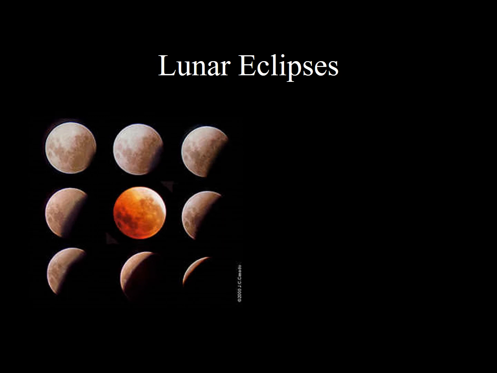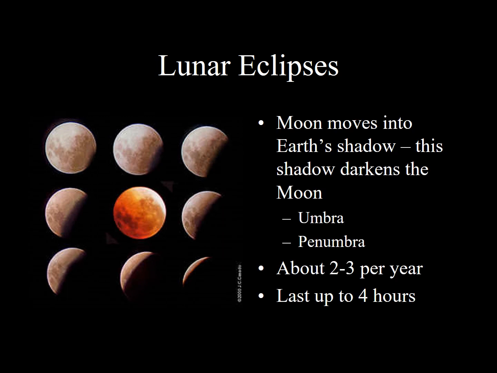Now, I will touch briefly on lunar eclipses, as we will get into that in the next section. However, when the Earth moves in front of the moon and creates a shadow, we call this a lunar eclipse. There are different parts of the lunar eclipse I'll get into more later, but there's the umbra and the penumbra. And there's about 2 to 3 a year, depending on where you're at, and they can last up to 4 hours.